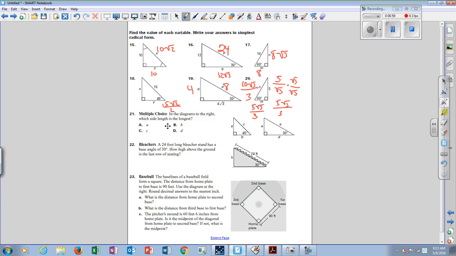And the diagrams to the right, which side length is the longest? That would be... A and B are exactly the same length. So we know it's neither of those. Then for this one, it would be A times the square root of 2. And to find D, we would multiply A times the square root of 3. Square root of 3 is bigger than the square root of 2, so your answer is D.